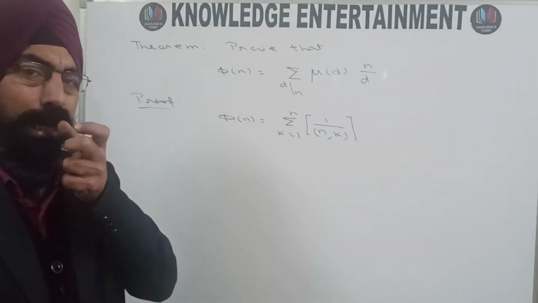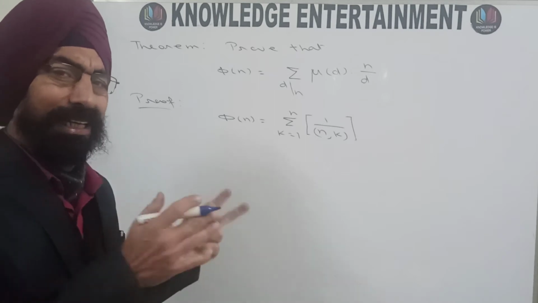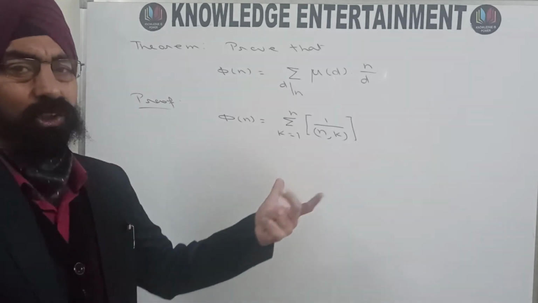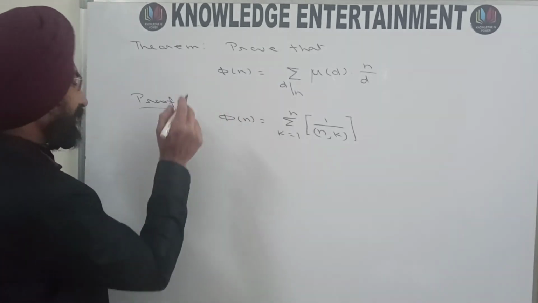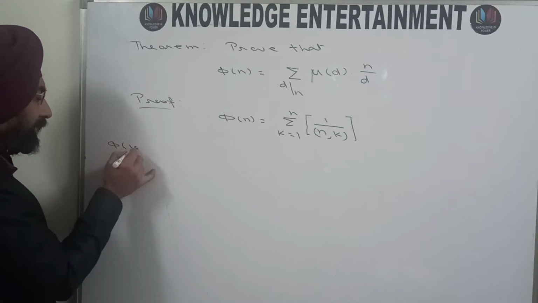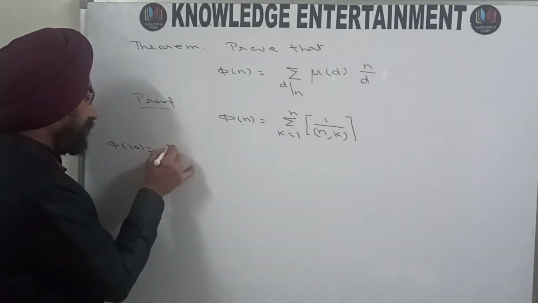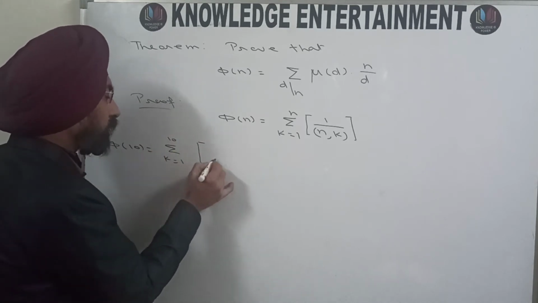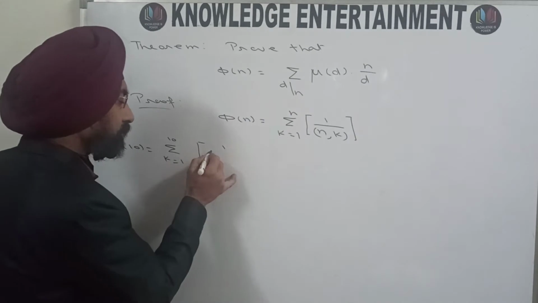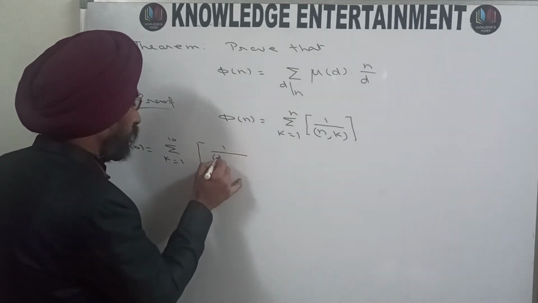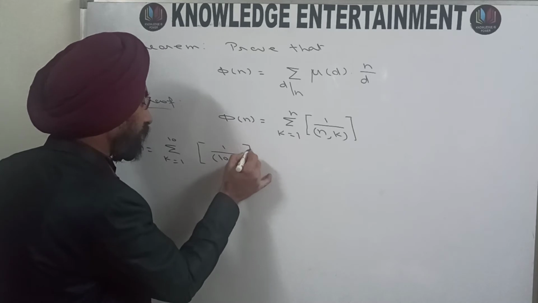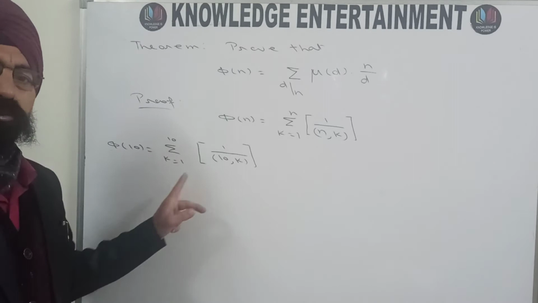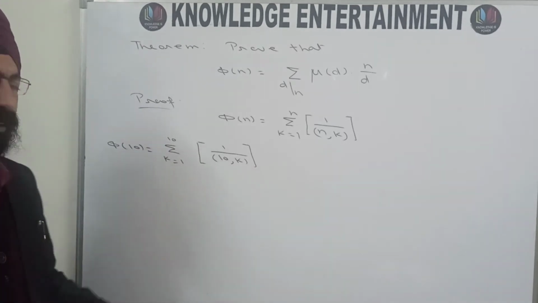It is not difficult to understand this. Suppose your n is 10. It will make you clear. I am giving an example which will make you very clear why this is so. Suppose your n is 10. So what is your phi 10 then? According to this rule, it is sigma k varies from 1 to 10, box meaning the greatest integer function, of 1 upon GCD of 10 and k. So what you have to do? Put k is equal to 1 here, put k is equal to 2 here, put k is equal to 3 here up to 10 and then take their sum.